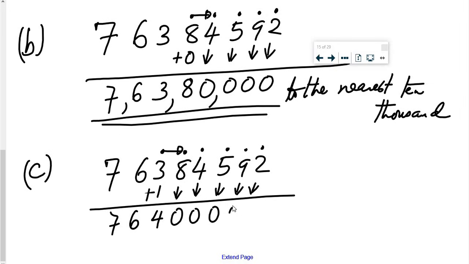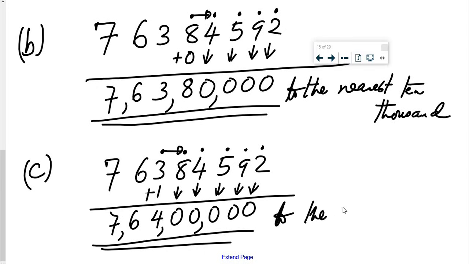This is your answer, 764 00 to the nearest lakh. So you're going to write here to the nearest lakh.